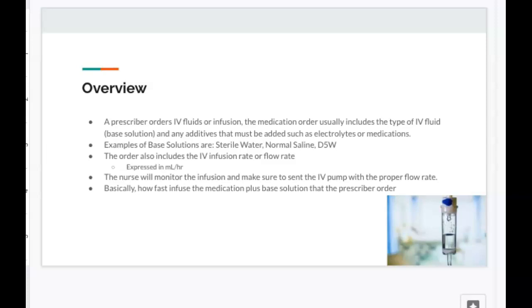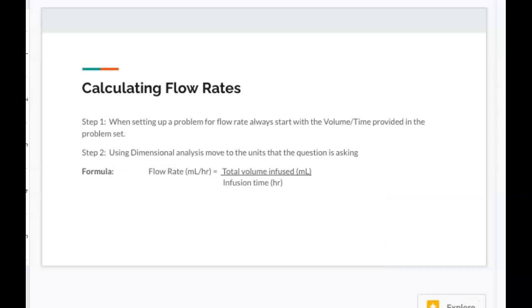So let's take a look at what calculating a flow rate is. When you set up the problem for a flow rate, always start with volume over time provided in your problem set. Volume is measured in milliliters or liters, time in hours or minutes. So look at your units and make sure you start with volume over time. And then using dimensional analysis, move to the units that the question is asking.